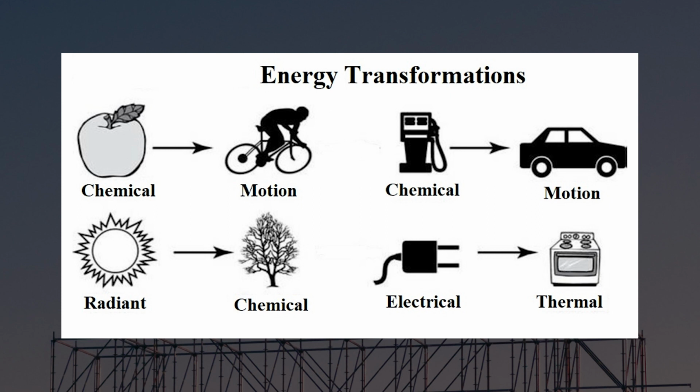Now, in the next picture we can see radiant energy is converted into chemical energy. Radiant energy which we are getting from the sun is being converted into chemical energy using the photosynthesis process by our plant, by the tree. In the last picture we can see electrical energy is converted into thermal energy. So, thermal energy can be used for cooking of various food products, cooking of other products also.